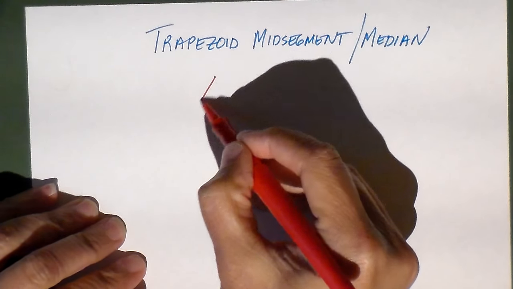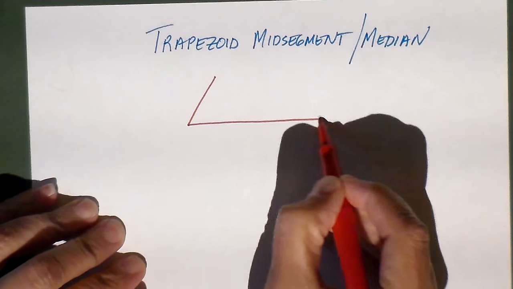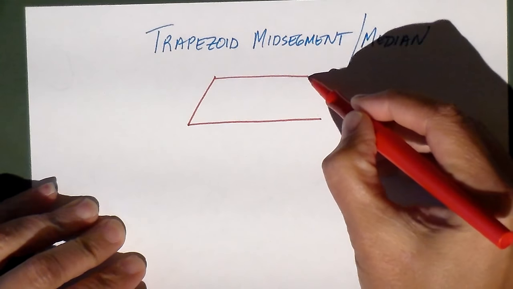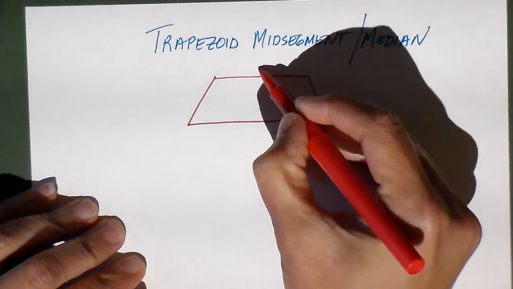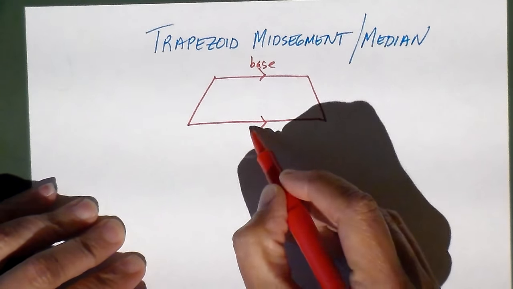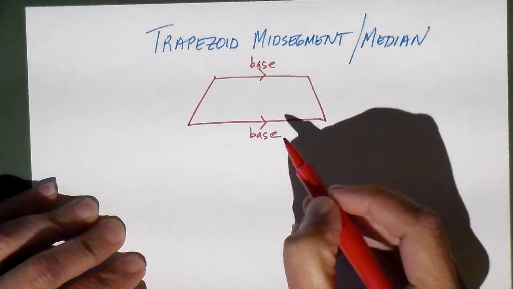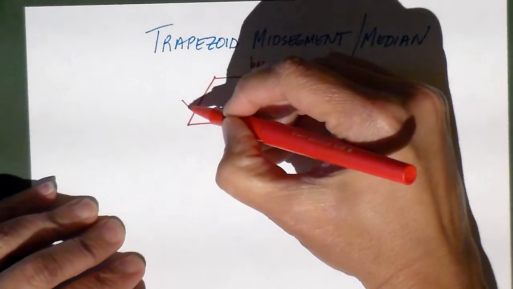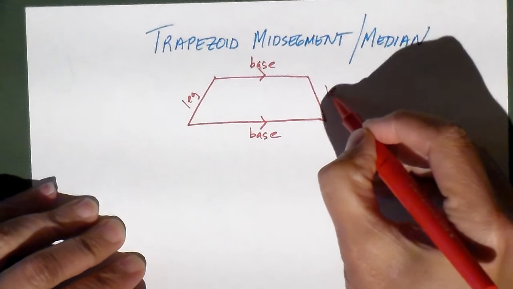Okay, we're going to look at the median or mid-segment, as we call it, of a trapezoid. So what I'm going to do is draw a trapezoid here. And remember, a trapezoid is a parallelogram with one pair of parallel sides that we call bases and one pair of non-parallel sides that we call legs.